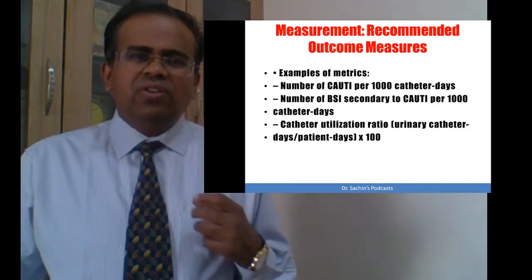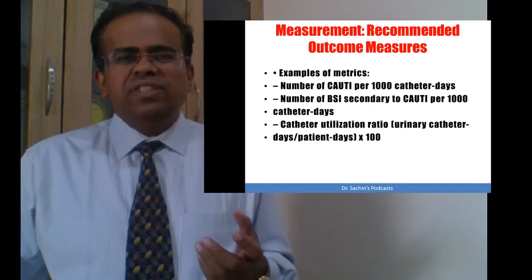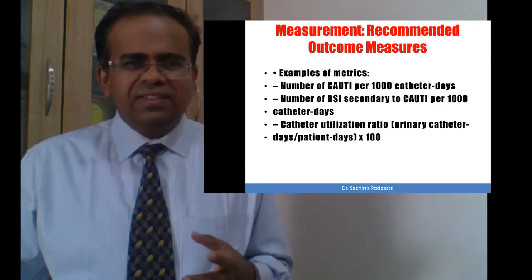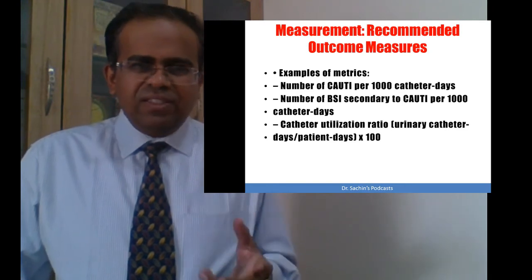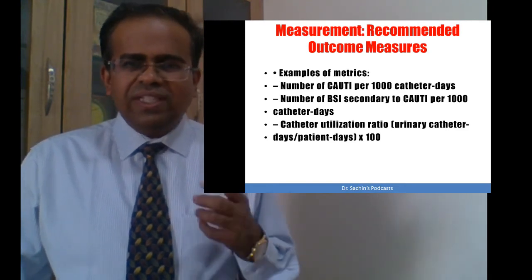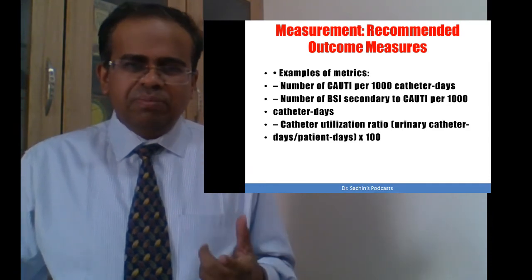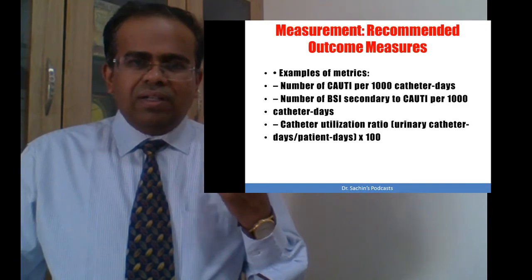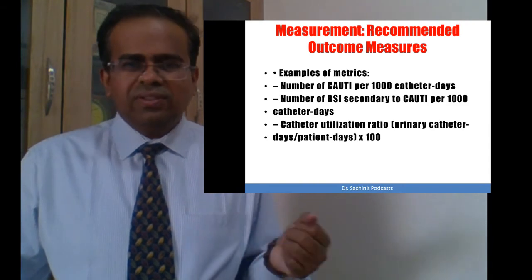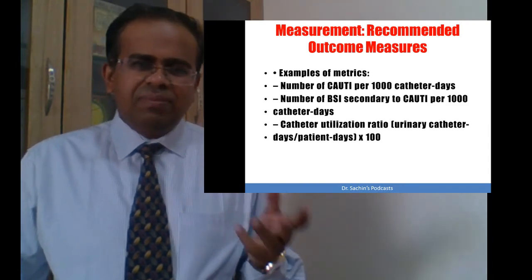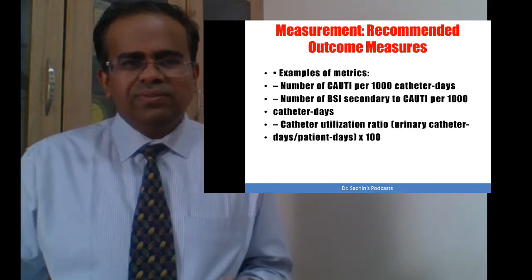Then, after doing all this, we still need to monitor the CAUTI that is taking place in our healthcare settings. How can we monitor this? What are the metrics? The metrics include the number of CAUTI per 1000 catheter days. That is, we monitor the days irrespective of the patient, and we monitor the CAUTI that is taking place compared to those catheter days. And we can compare with the published literature how we are faring and whether we need to do anything more to bring our rates down.